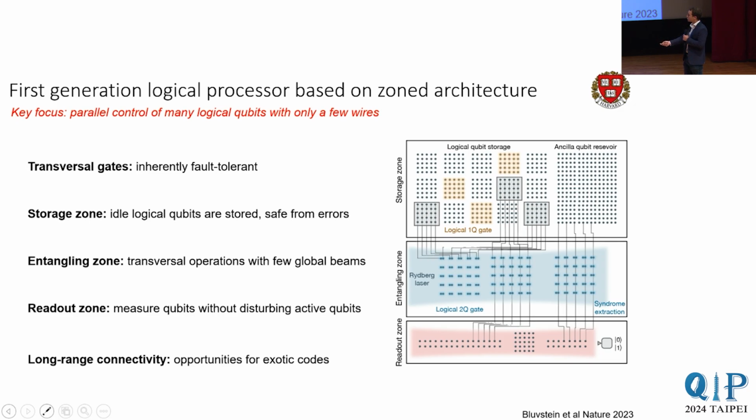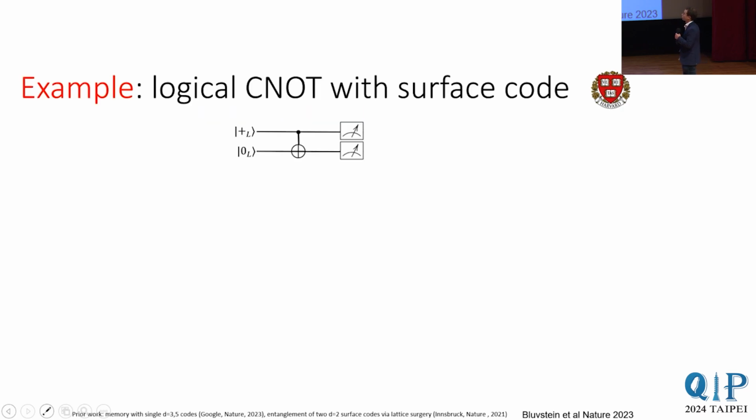And finally, as this audience is very well aware, long-range connectivity gives you opportunities not only for doing, for example, transversal gates, but also broadly for studying many different types of exotic error-correcting codes, which we'll also study a bit here, but we're also interested in exploring even further in the future.